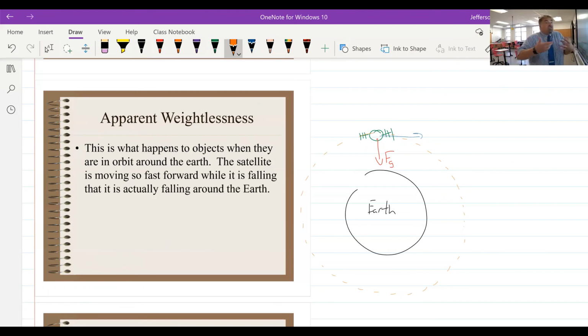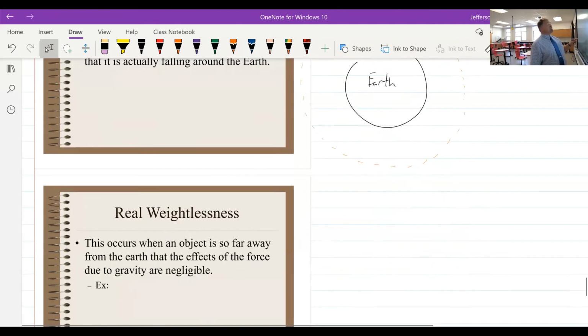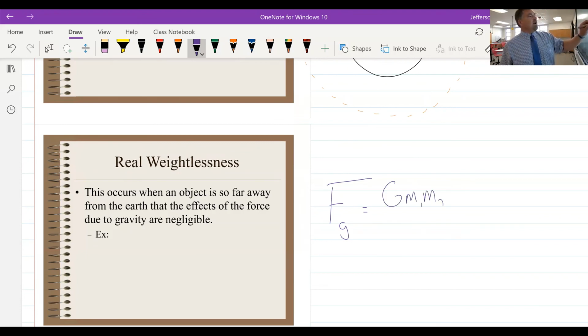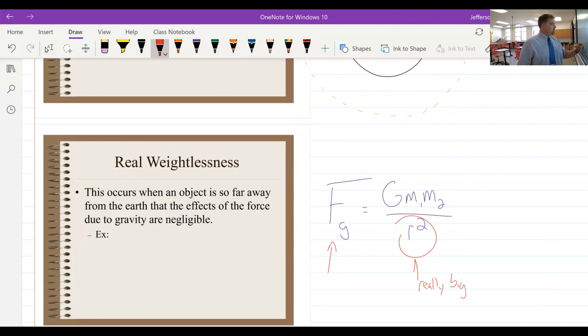You're still close enough to feel the effects of gravity, but because you are continuously in free fall, you will feel and appear to be weightless. The last thing we're talking about is real weightlessness. And again, as we said before, the force of gravity never goes to zero, but eventually, if you get so far away from a large object, if your R squared becomes really big, then your force of gravity gets really small.